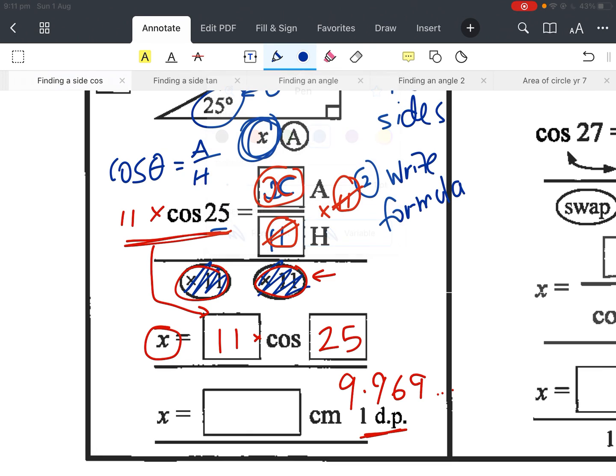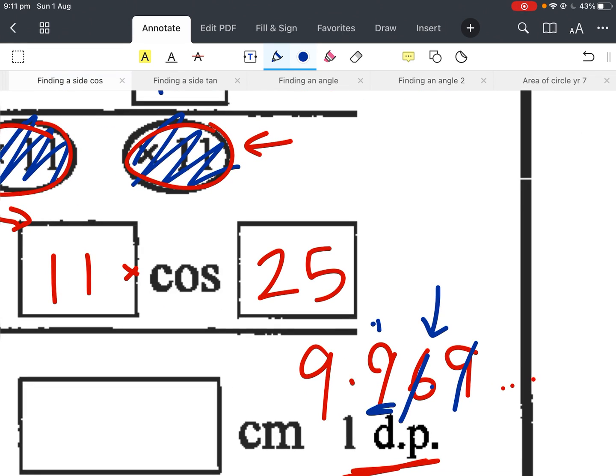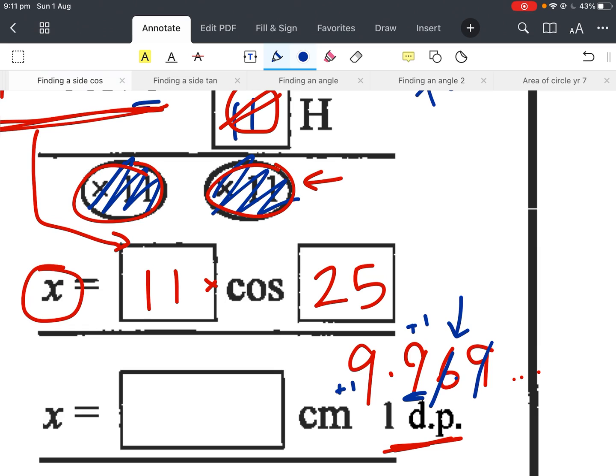So let's do it in blue. I'm going to keep that 9, but I'm going to get rid of these ones. But I must look at the 6. The 6 is telling me to round that 9 up, isn't it? So I actually have to add 1 to this one. If I add 1 to 9, it makes it 10, which means I actually have to add 1 to that 9. So in the end, I get 10.0 as my answer. Oh, that's a lot of fun, isn't it?